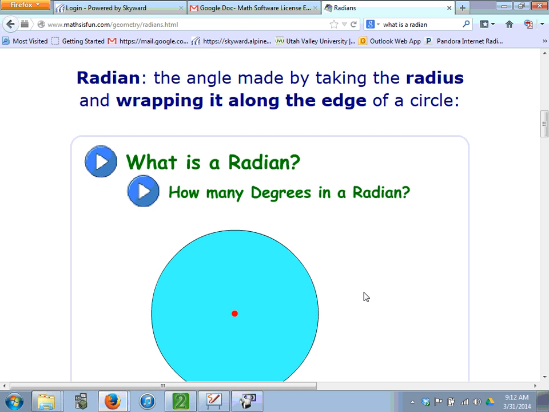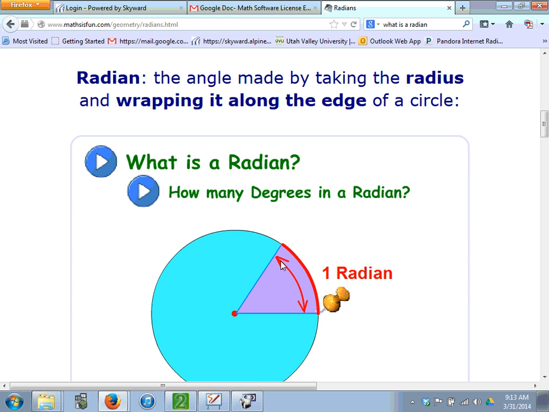So here's a little dynamic illustration. It actually moves. What is a radian? Check this out. Watch the circle. Okay? So there's one radius, right? That radius gets wrapped around. The measure of this is equal to 1 radian.